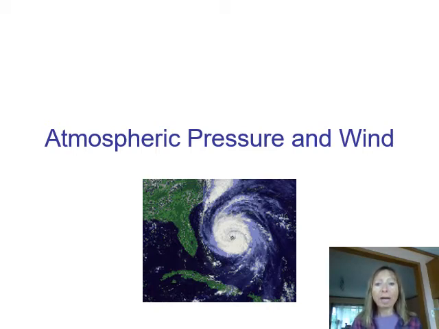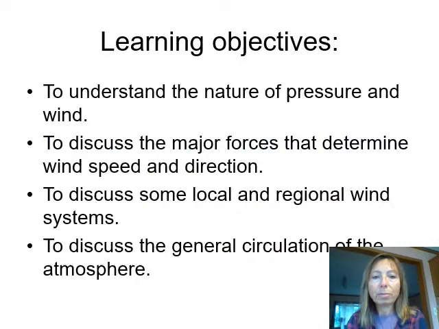Chapter 5 on the atmospheric pressure and wind. In this lecture, I will talk about the nature of pressure and wind. We will discuss the major forces that determine wind speed and direction. I will discuss some local and regional examples of wind systems. And finally, I will talk about the general circulation of the atmosphere.